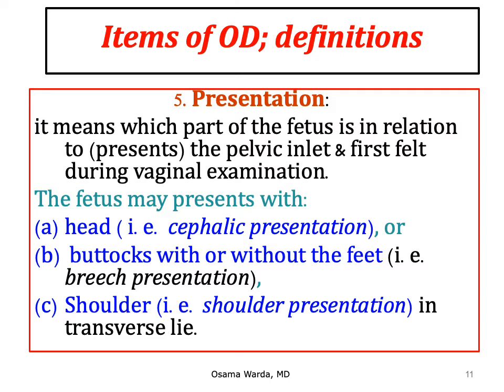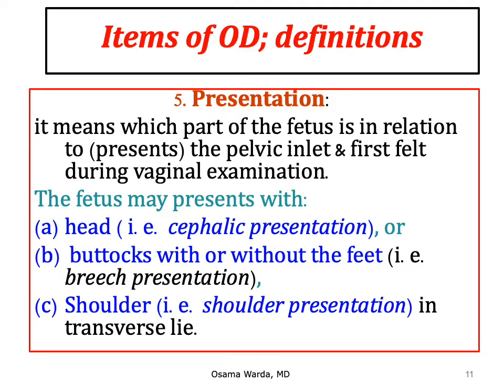The vertex here is the fetal head part bounded anteriorly by the coronal suture and the anterior fontanelle, posteriorly by the lambdoid suture and the posterior fontanelle, and laterally by two imaginary lines passing through the parietal eminences. This is the vertex. The most prominent bony landmark of this vertex is the occiput. So we have the vertex presentation or occiput presentation when the fetal head is fully flexed.